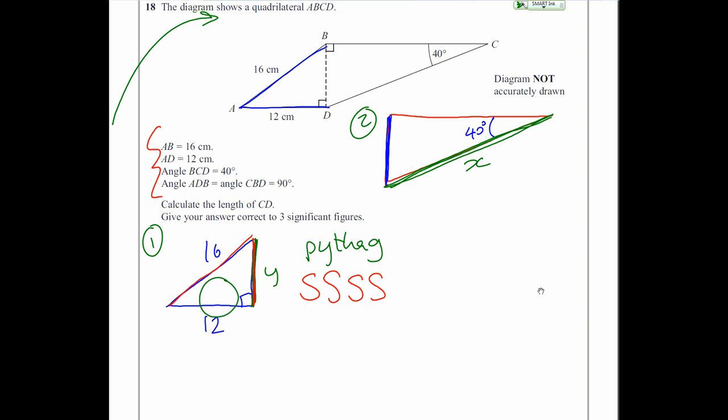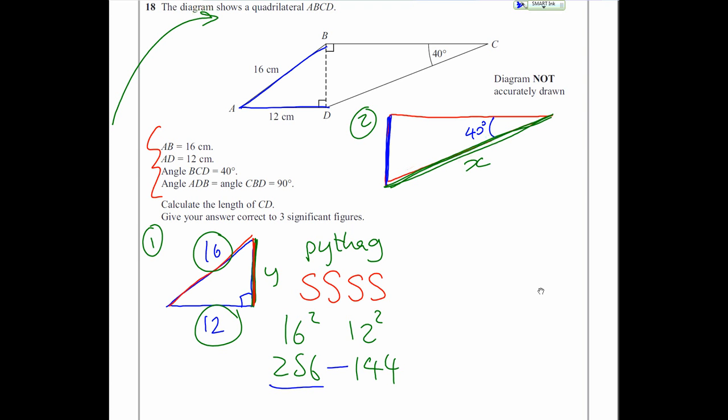Sorry, we want to square the big one first. Square it, 16 squared, and that gives us 256. Square it, 12 squared, 144. Subtract. Now the reason I did this first is because you want to subtract the smaller one from the bigger one. So 256, take away 144, 112. So squared it, subtracted.